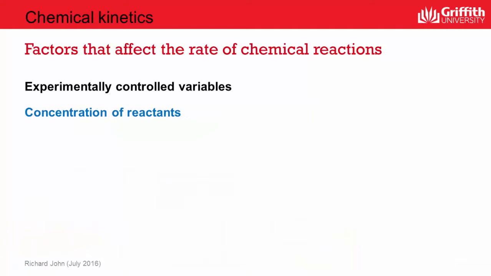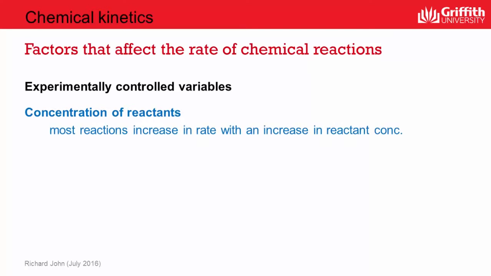The second general experimental variable that we can readily control is the concentration of reactants. Most chemical reactions, whether homogeneous or heterogeneous, proceed faster if the concentration of one or more reactants is increased.